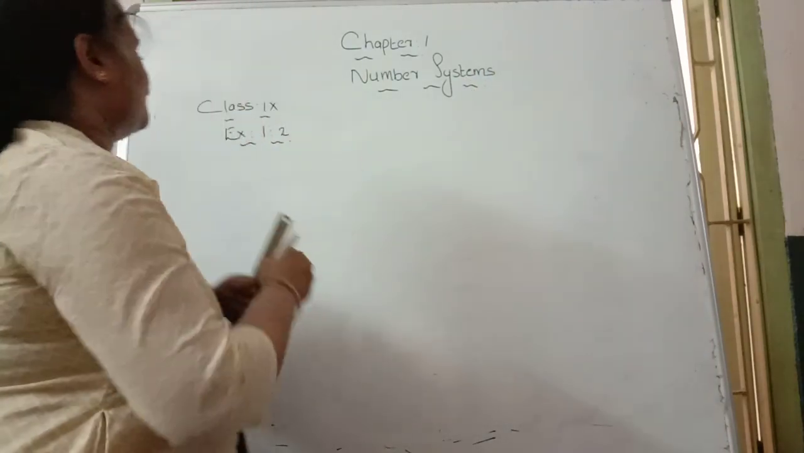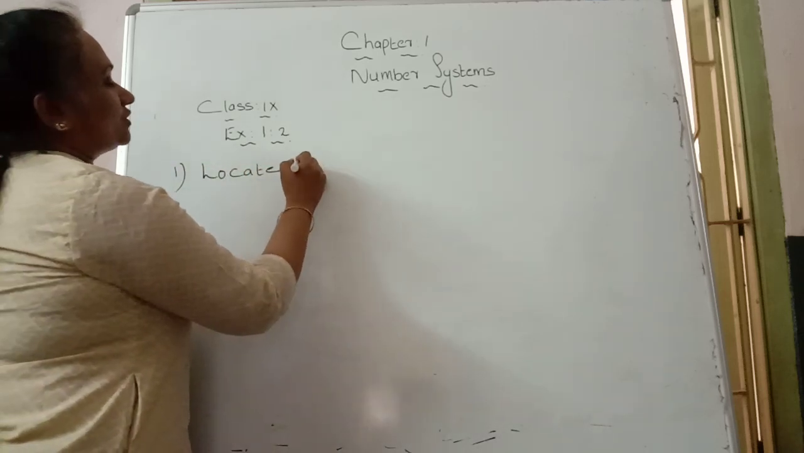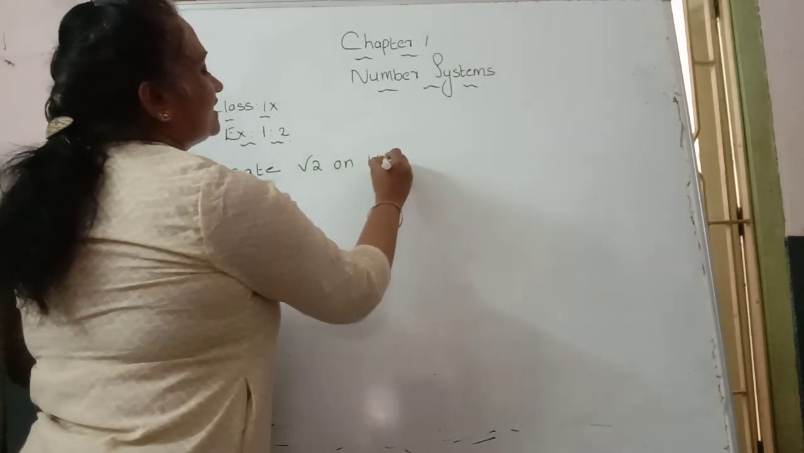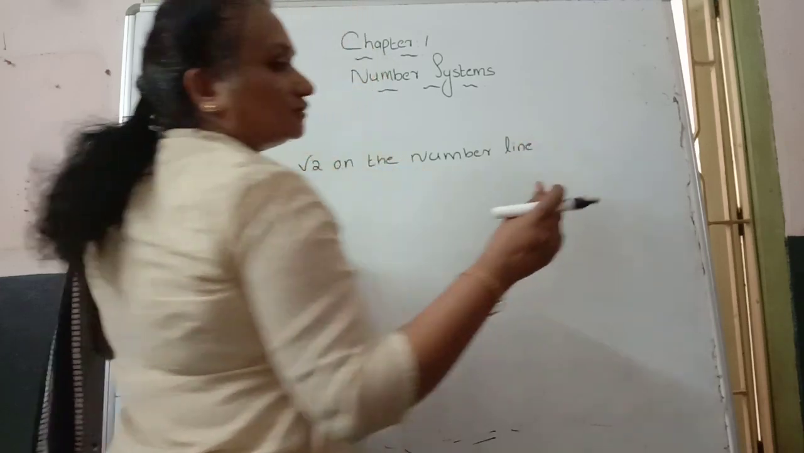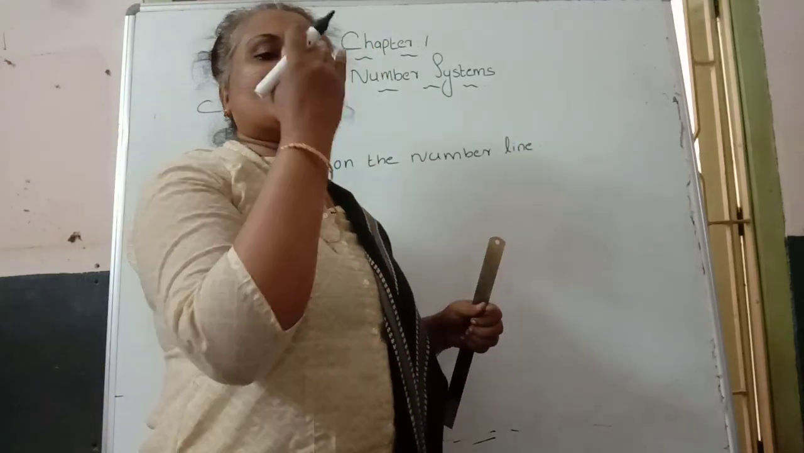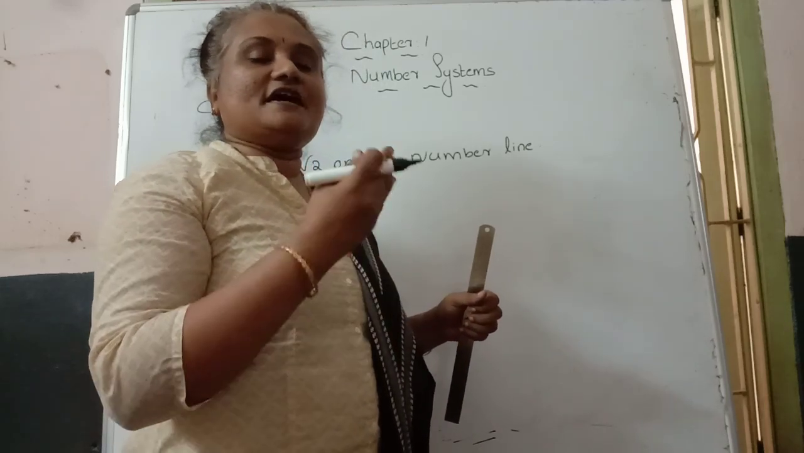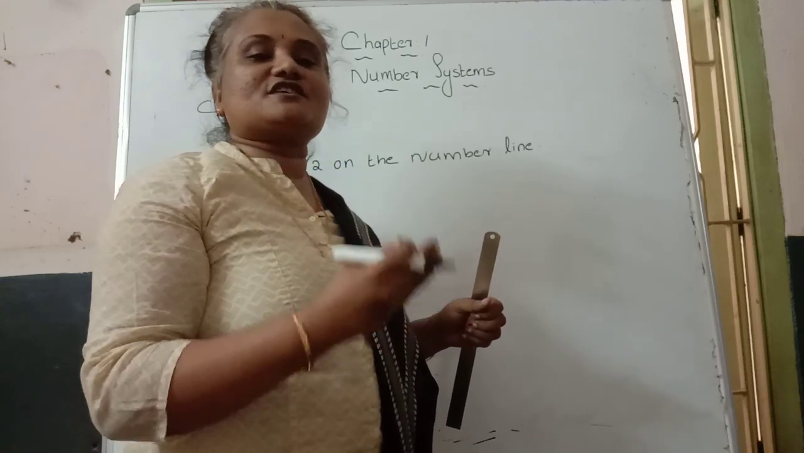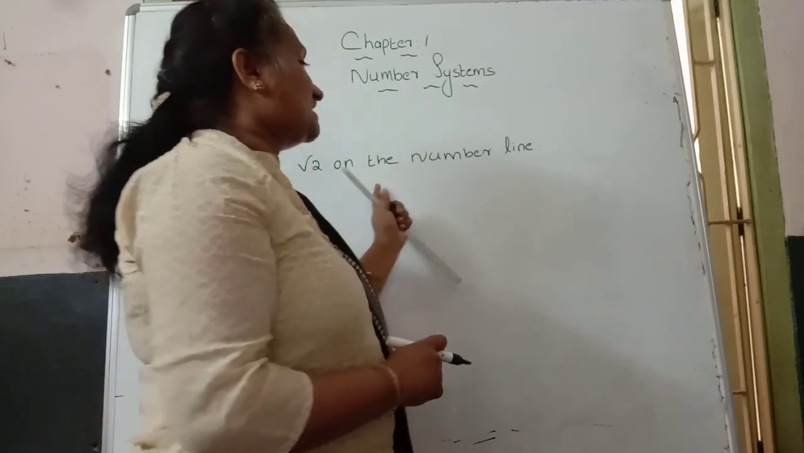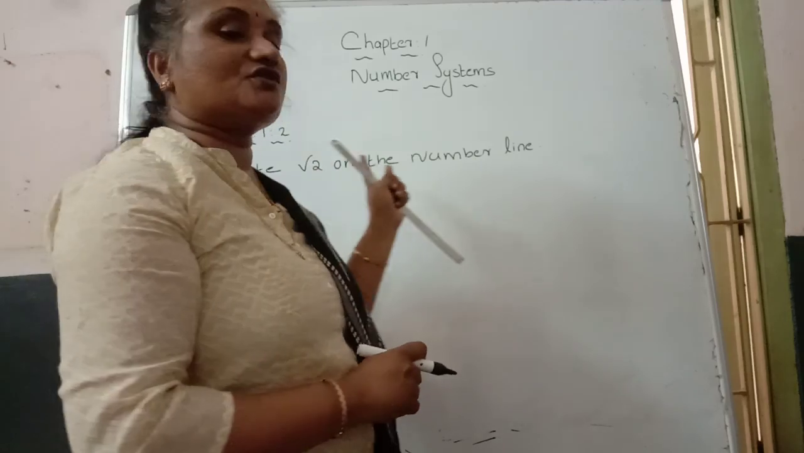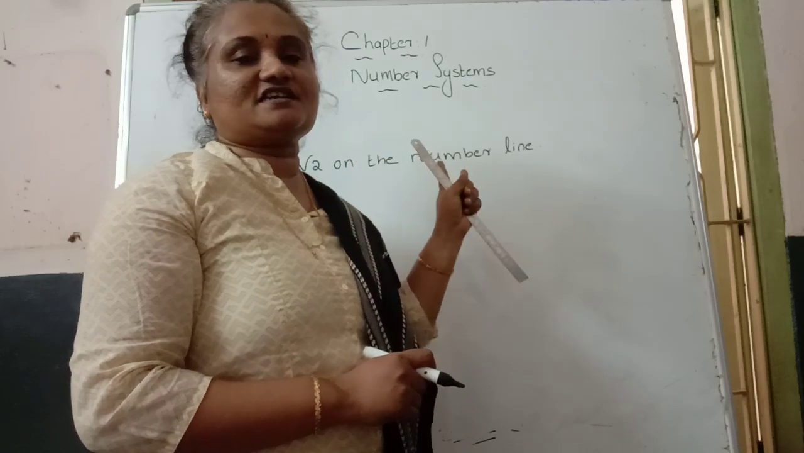Okay, so the first question: locate root 2 on the number line. Root 2, root 5, root 10, all these numbers are irrational numbers. Irrational numbers are numbers we can't express in the form p by q. Such numbers we call irrational numbers. Here I am going to take 3 examples: root 2, root 5 and root 10.